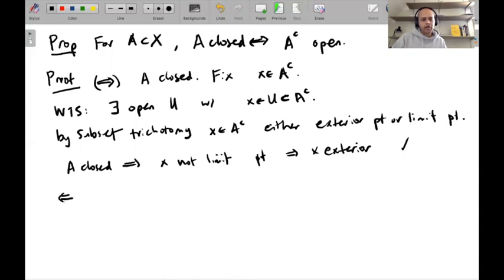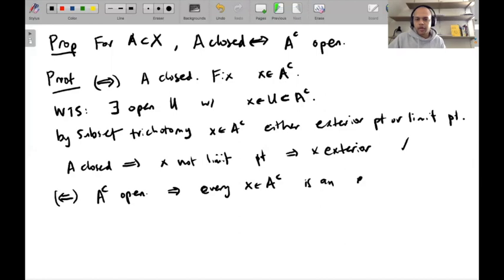Okay, and then let's do the converse. So A complement is open. This is similar. This means that every point of A complement is an exterior point of A. And so then the limit points of A are all in A.